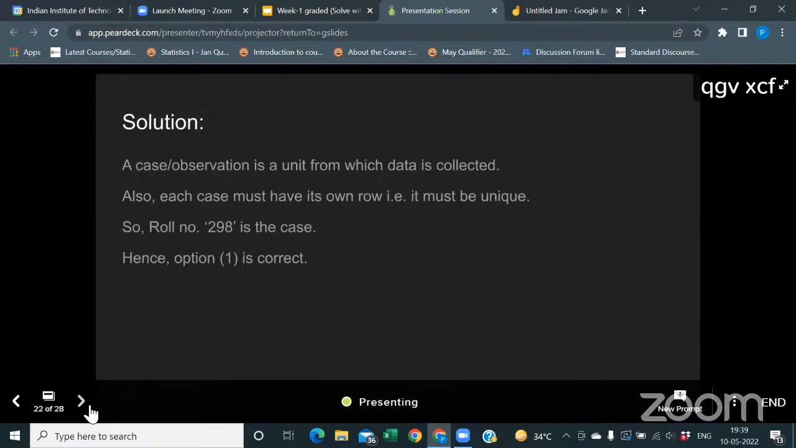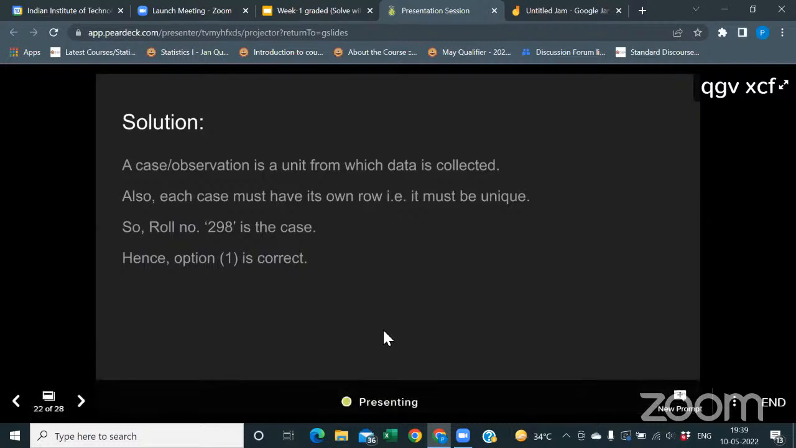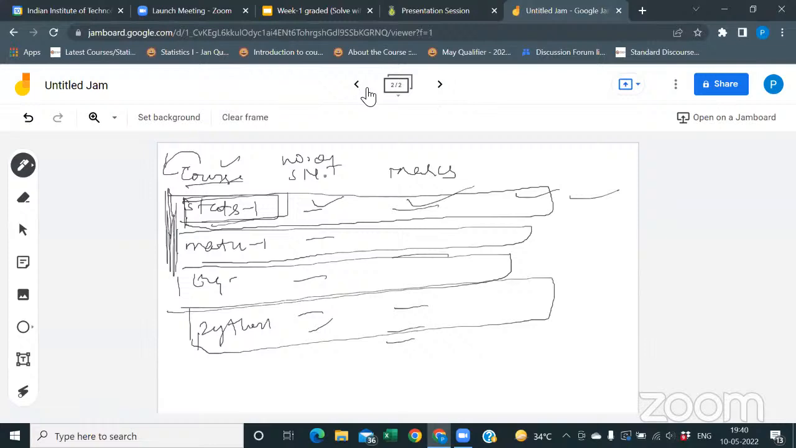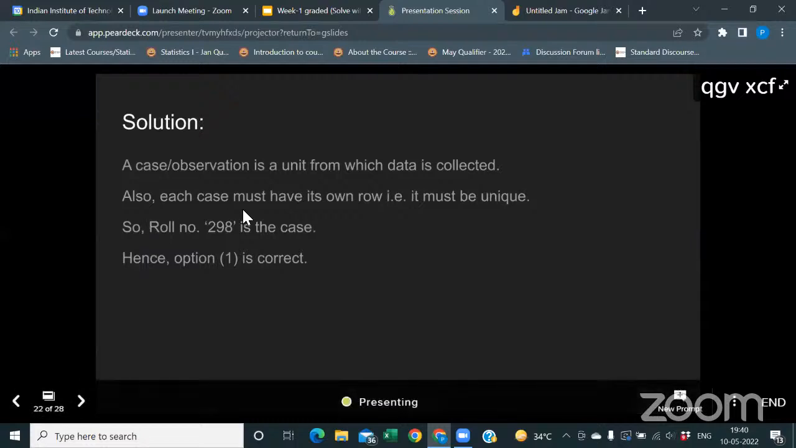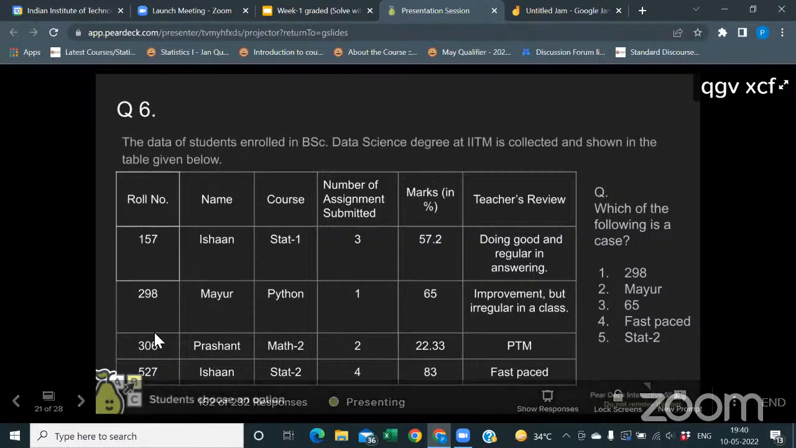Last doubt: if the name was not repeated, then it would be a case? Yes. Then there is no need of the roll number. If it's already unique, then there is no need of roll number. Still not clear to me why stats 2 can't be a case here. What I said: each case must have its own row, and in this question, stats 2 can have its own row.